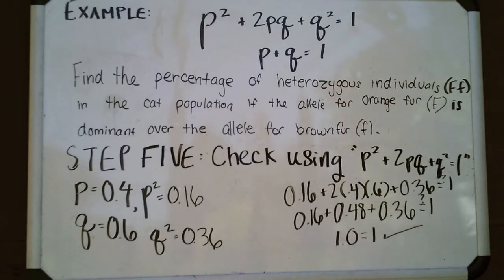In the fifth and final step of this process, we checked our answer by plugging in all values, and it checks out. So that just about wraps up this segment of learning Hardy-Weinberg equilibrium and the equation.